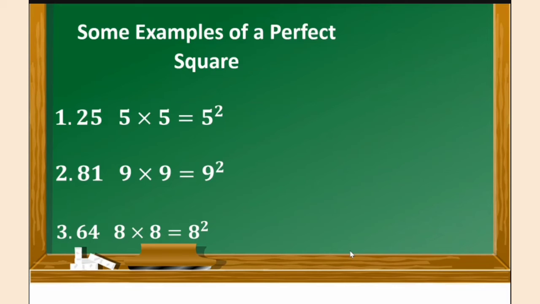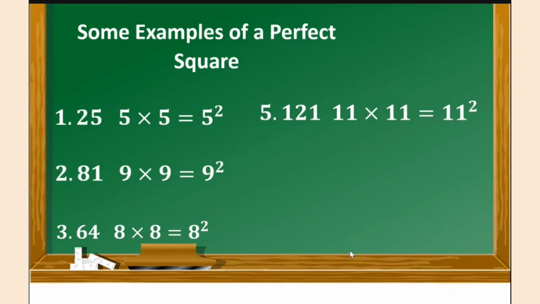8 times 8, that is 64. So 64, that is the perfect square of 8. Another one, 121. That is the perfect square of 11. Familiarize niyo yung mga perfect square ha para mas mabilis kayo mag-factor or para mas familiar sa inyo.